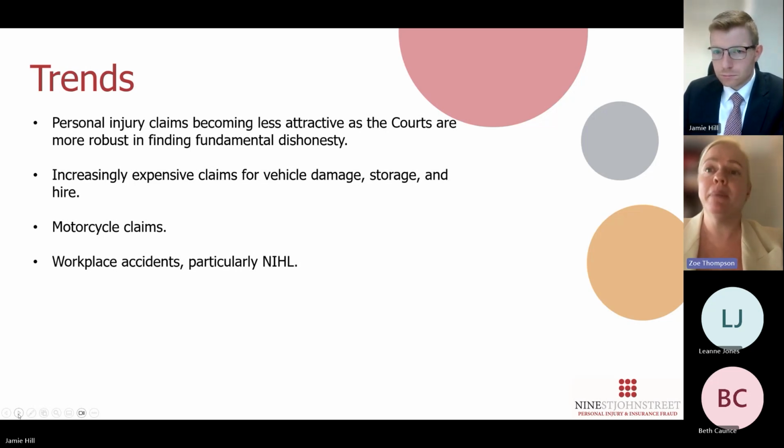And then so how they are making their money, if they're not making the money from the PI, is that you are having increasingly expensive claims for vehicle damage, storage and hire. And linked with that is the proliferation of motorcycle claims, which are in many ways the best thing to ever happen to fraud rings, certainly from a claimant's point of view, because motorcycles can be used in so many different ways to induce accidents.